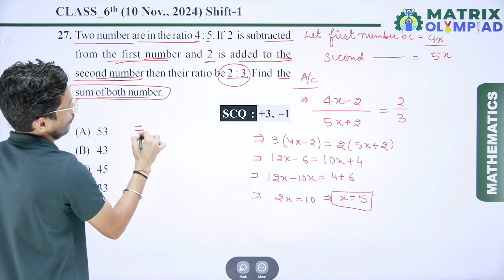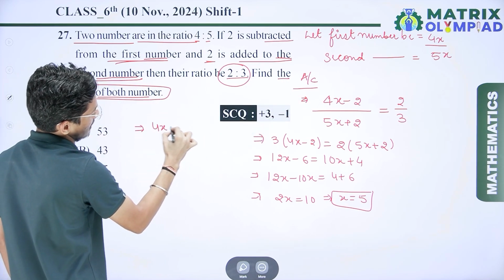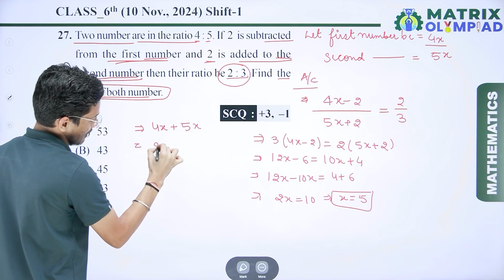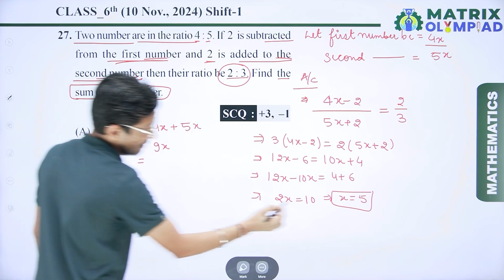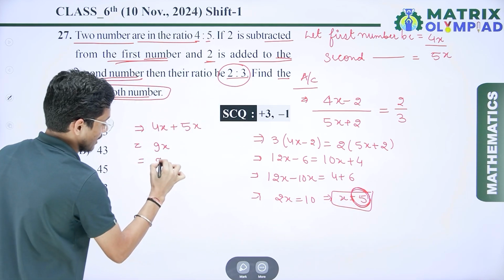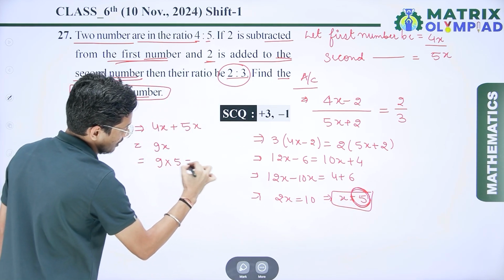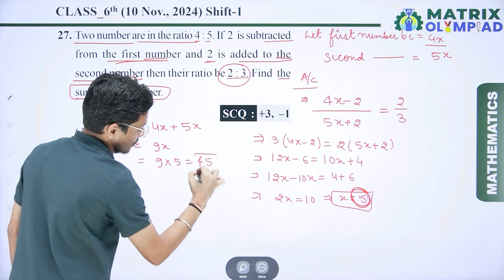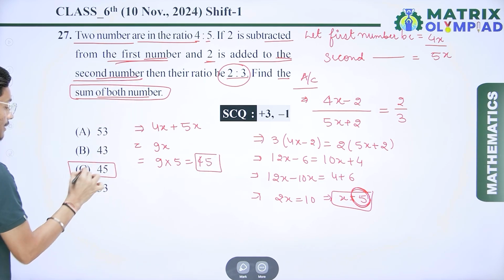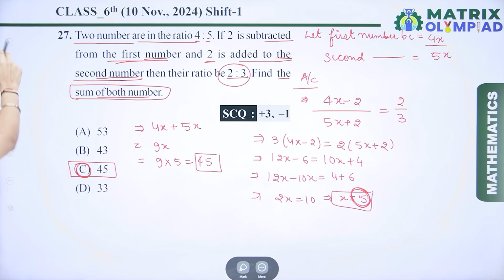Now we have to find the sum of both numbers. The first number is 4x and the second number is 5x. So if I add here, I get 9x. The value of x is 5. So 9 multiplied by 5, that is 45. So the sum of both numbers is 45. So here option number C is the correct answer.